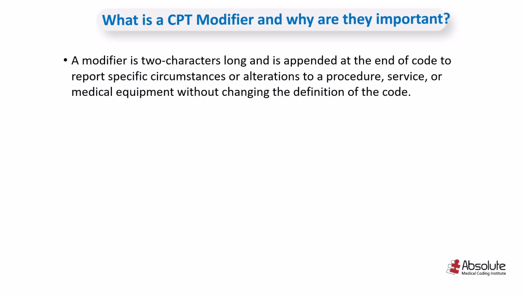And what is a CPT modifier? Well, a CPT modifier, just like a HCPCS Level 2 modifier, is a two-character code appended at the end of a CPT code or a HCPCS Level 2 code to report specific circumstances or alterations to a procedure, service, or medical equipment without changing the definition of a code. It's modifying the code. It could enhance it or decrease it.